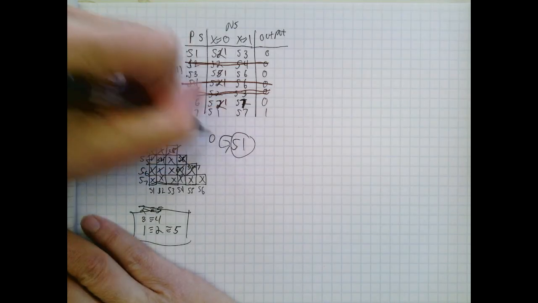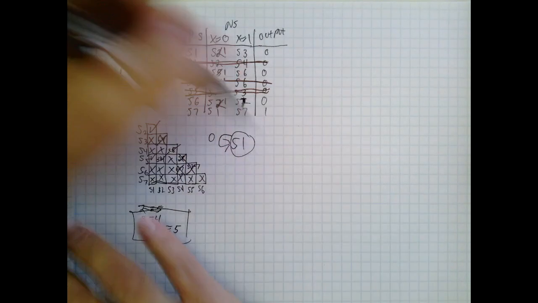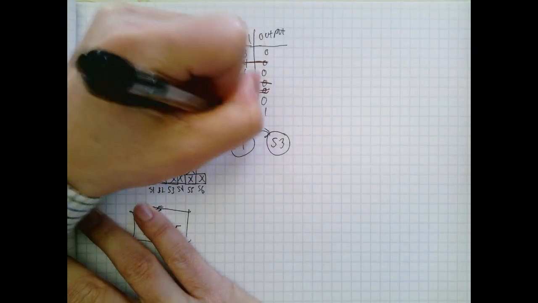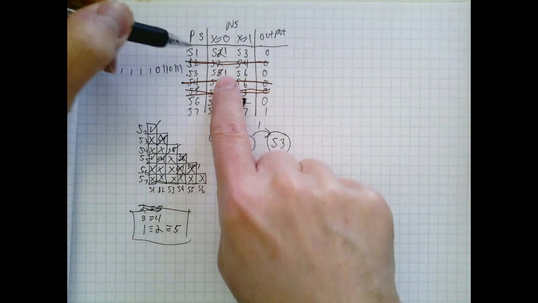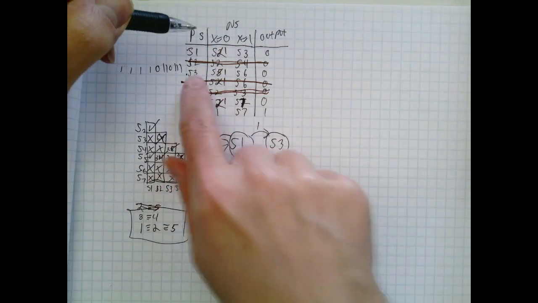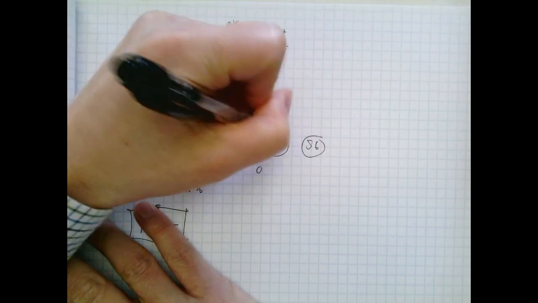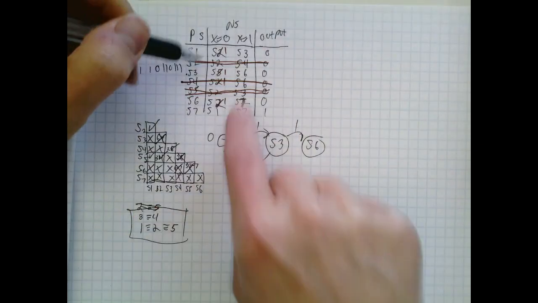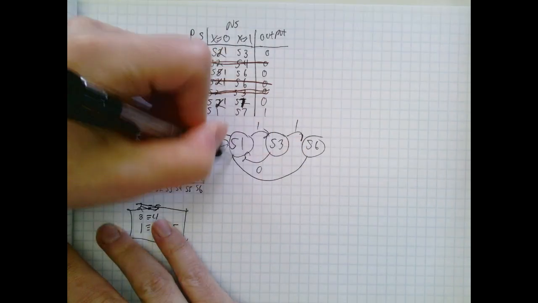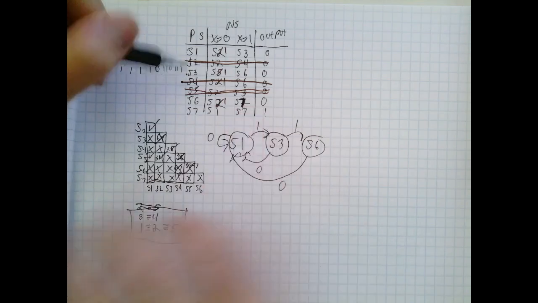But basically it says if you're in S1, next state is S1 if you get a 0. Otherwise you go to S3. If you're in S3 and you get a 0, you go back to S1. That makes sense. If you're in S3 and you get a 1, you go to S6. If you're in S6 and you get a 0, you go back to S1. Well, that makes sense. And if you're in S6 and you get a 1, you go to S7.